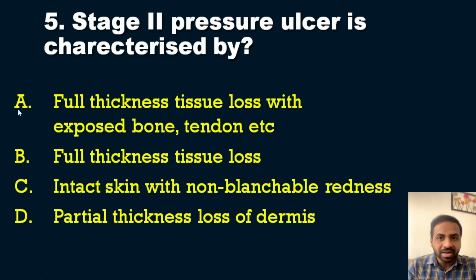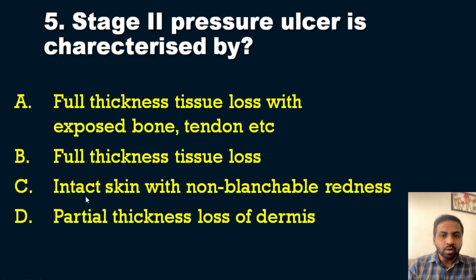The first option, A, is full thickness tissue loss with exposed bone, tendon, etc. That means the bone and tendon can be seen. The second option is full thickness tissue loss. There will be full thickness tissue loss.